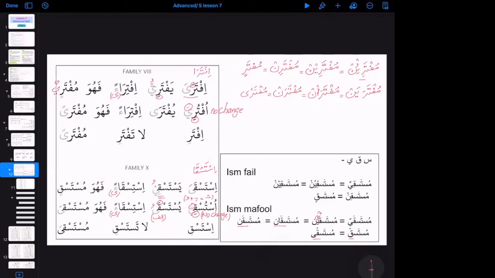Again, here the rule is that the ya has a dhamma and the letter before that has a kasra. So what is going to happen when we have a u sound and an e sound? Then you put sukun on it. The weak letter gets sukun, so we are not pronouncing it. Rather, we just say yaftari, yaftari.